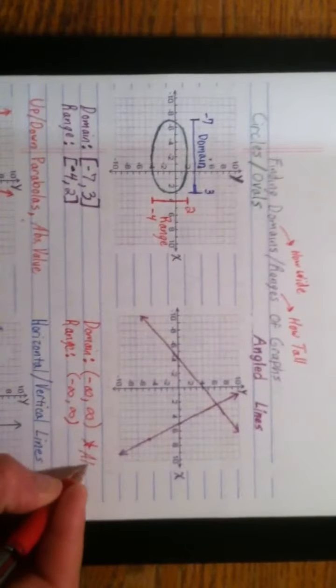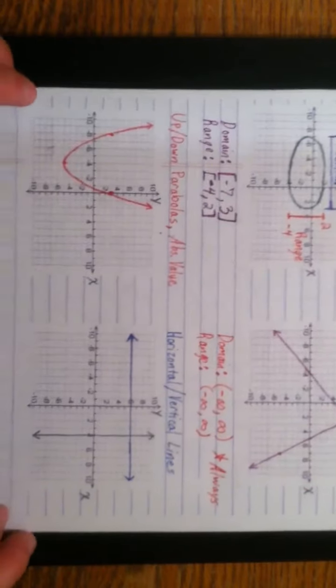So this will always be the case when you have angled lines like this. So those will hopefully be an easy one to remember, or at least writing the domain and range. So look at our next two examples.